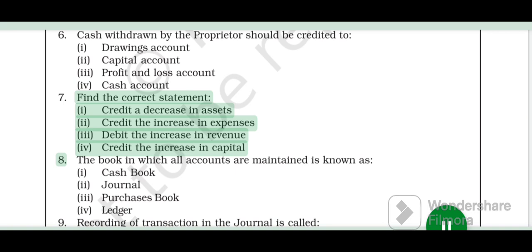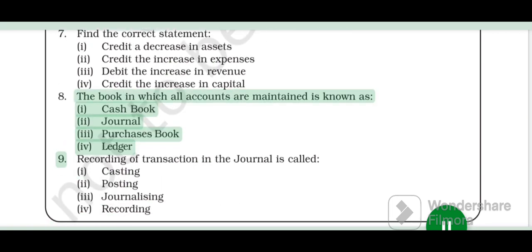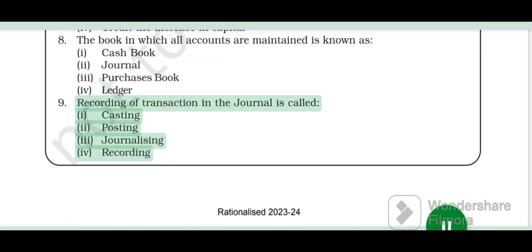8. The book in which all accounts are maintained is known as: I. Cash book, II. Journal, III. Purchaser's book, IV. Ledger. 9. Recording of transaction in the journal is called: I. Casting, II. Posting, III. Journalizing, IV. Recording.